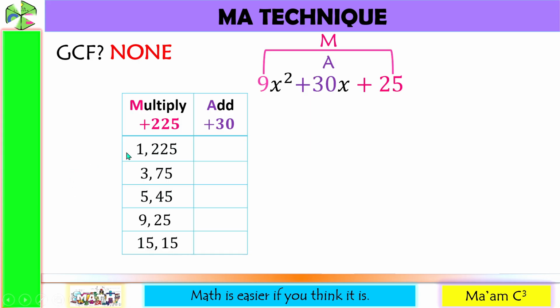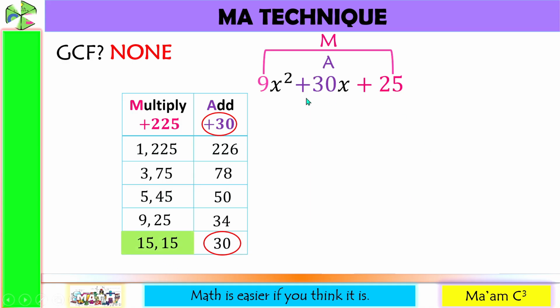Now let us add each pair. 1 plus 225 is 226. 3 plus 75 is 78. 5 plus 45 is 50. 9 plus 25 is 34. And 15 plus 15 is 30. Obviously, we're going to choose the one that is equivalent to our middle term. Therefore, the numbers that we are going to use are 15 and 15.